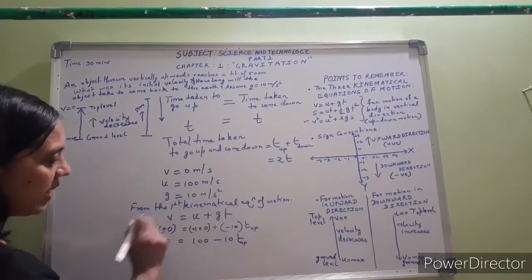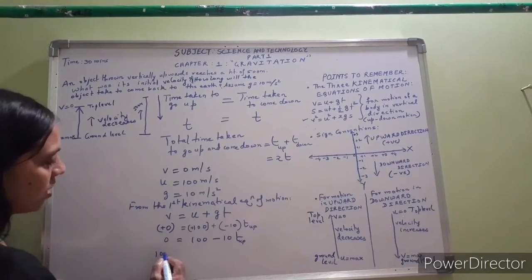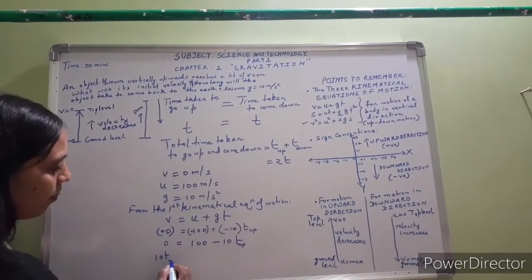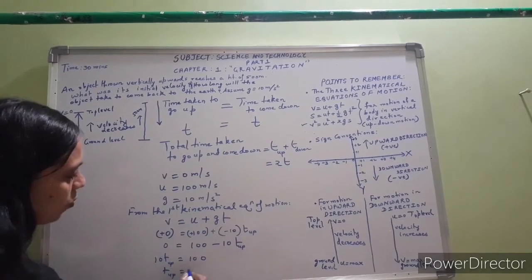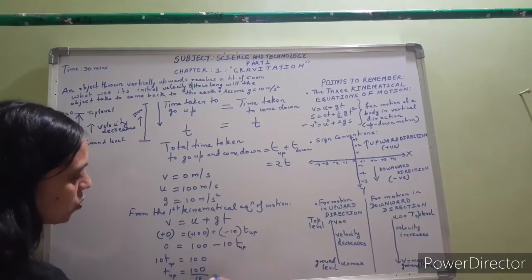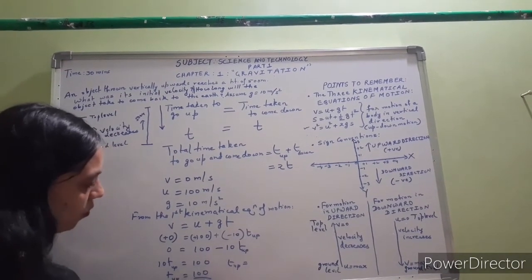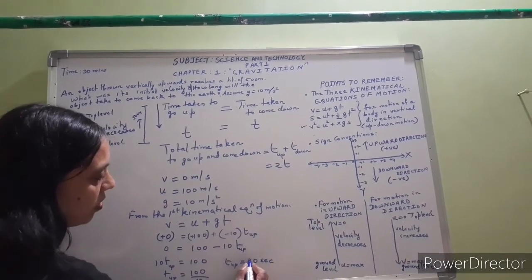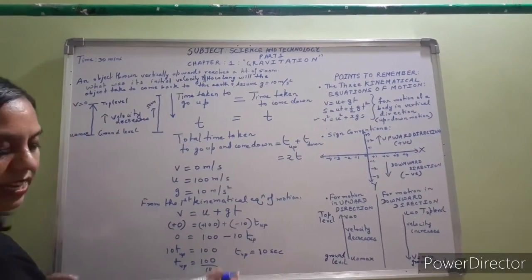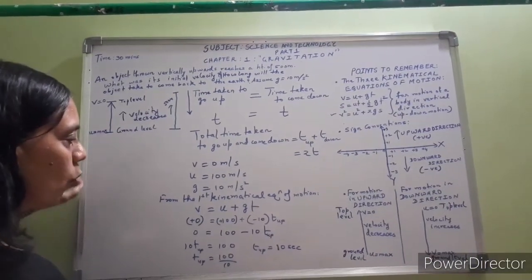So minus 10 t up I will bring here on the left hand side. It will become plus. So 10 t up is equal to 100. So t up is equal to 100 upon 10. So t up is equal to 10 goes away, 10 seconds. So it is taking 10 seconds to go up. 10 सेकेंड लगे उसे ऊपर जाने के लिए.